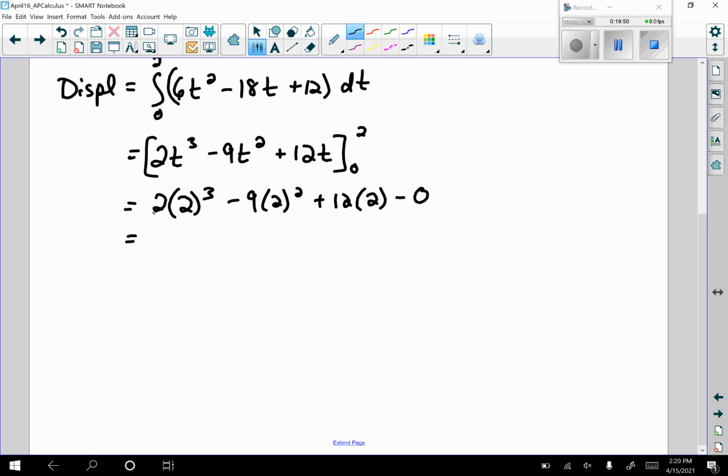So it'll give us 2 times 8, 16, minus 36 is negative 20, plus 24 gives us 4 meters. Displacement of 4 meters, which means the particle is ending up 4 meters to the right of where it started. So that's still a net change. It's a difference, 4 meters to the right. That's how we're interpreting this.